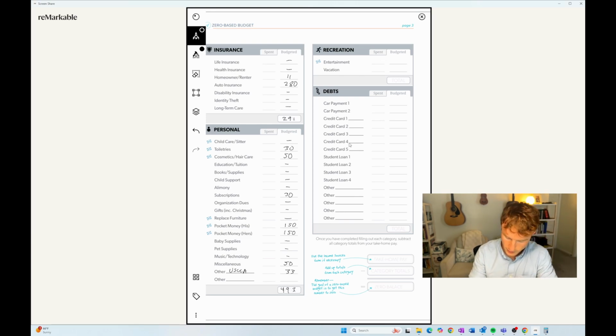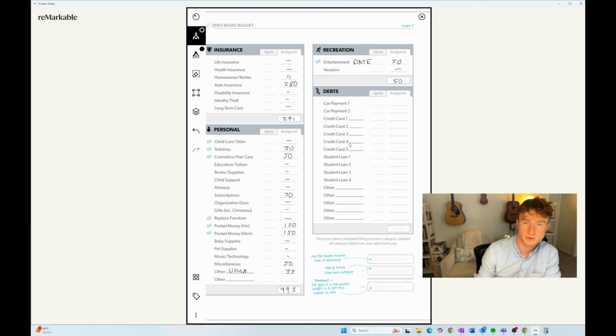Moving up to recreation, entertainment, another one that could be taken out of some of the personal ones. We'll say 50 for entertainment because this usually is like a date fund for my wife and I if we want to go and do something. Vacation, nothing saving up for in that. So then we have 50.